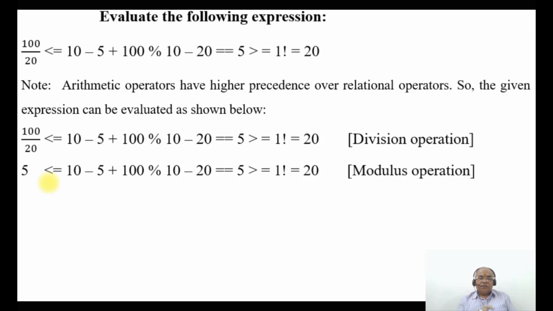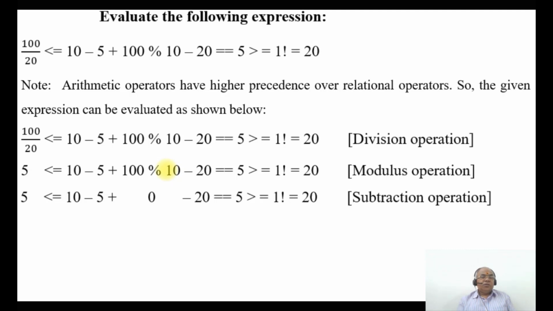Then, from the left associativity, it starts from 5, then less than or equal to, again relational, 10 minus 5, plus 100 % 10. What happens? 100 divided by 10, the remainder is 0. So the modulus operation takes place now. So 5 is less than or equal to 10 minus 5 plus 100 % 10, which is 0, minus 20, which is again equal to 5, is less than or equal to 1, not equal to 20. Then, is there multiplication? No.